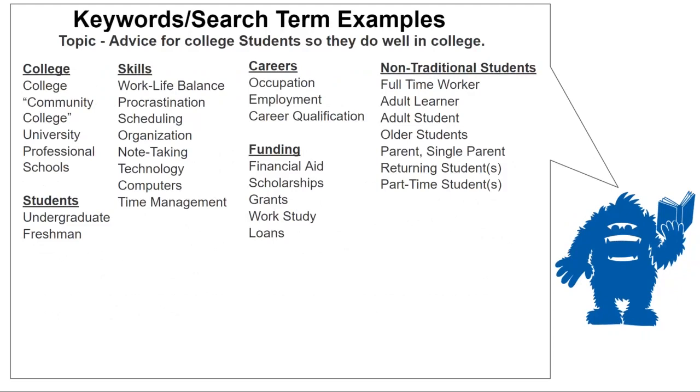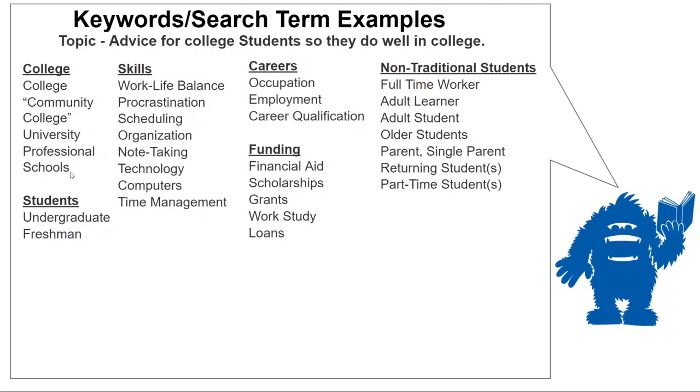So in this example here, I still have that overall topic, advice for college students so they do well in school. Well, the database isn't going to know what I mean exactly by advice. And what do you mean by doing well in school? It doesn't interpret what you mean like Google does. Instead, you have to tell the database exactly what you mean. So in this instance, when I'm trying to come up with keywords, I've identified that college students are a main topic or a main idea of what I'm looking for.